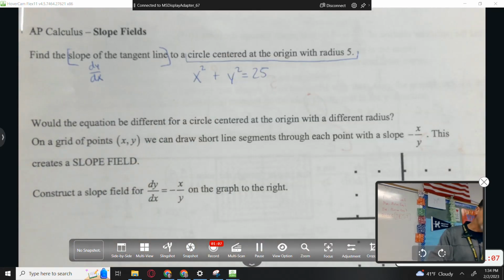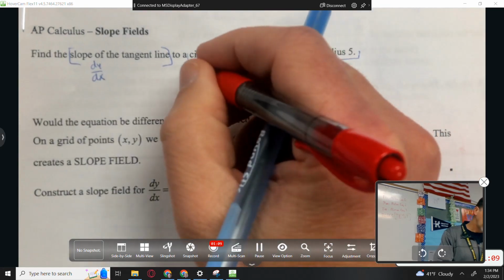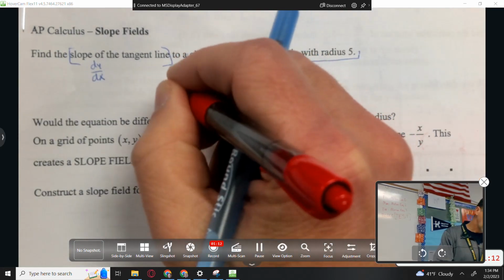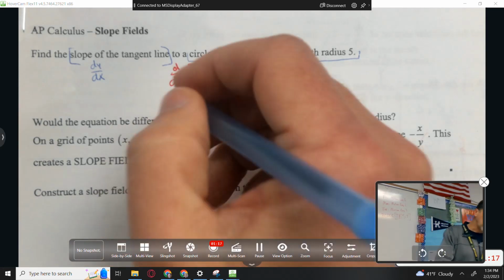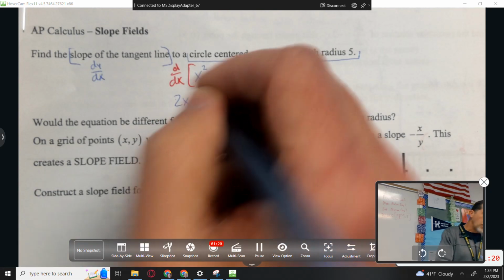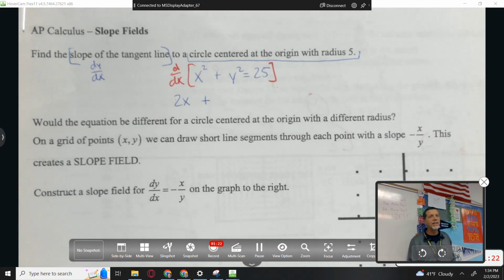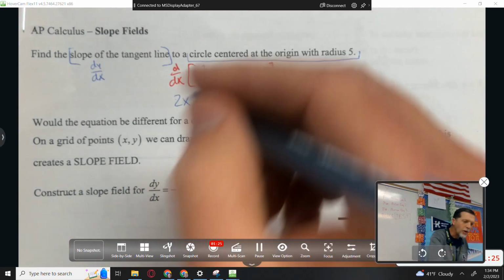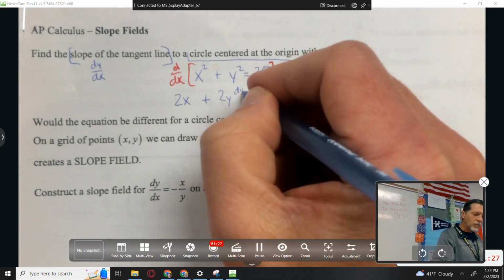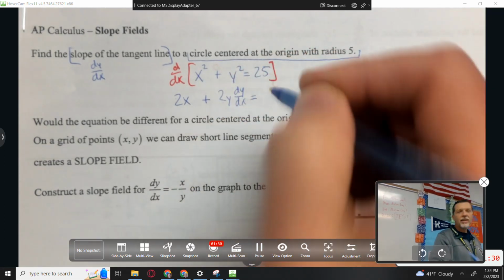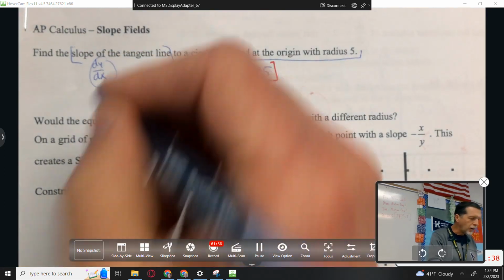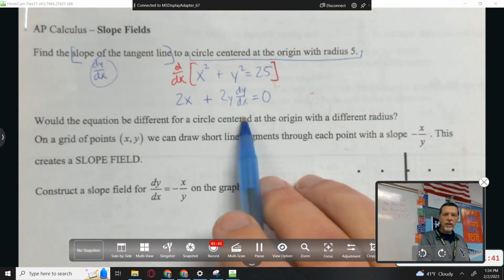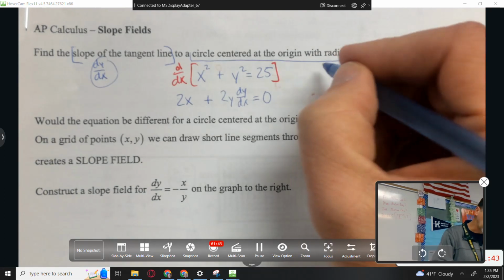So let's take the derivative of everything. The derivative of x squared is 2x. What's the derivative of y squared? 2y dy dx. Good. 2y, and don't forget the dy dx. And the derivative of 25 would just be 0. Okay, and the point of this was to find dy dx. So there it is. Let's move some things around to solve for dy dx.